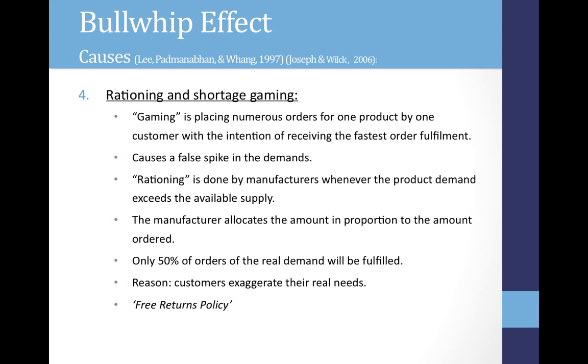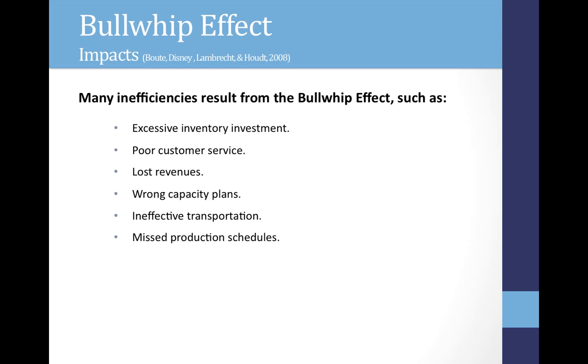The last cause is the rationing and shortage gaming. Gaming is placing numerous orders for one product by one customer with the intention of receiving the fastest order fulfillment. As a result, the manufacturers tend to do the rationing on their behalf, fulfilling 50% of what is being ordered, thinking that the other 50% are not real orders.